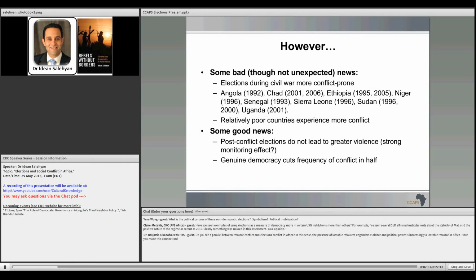And then probably most importantly, elections that occur in genuine democracies, in democracies that meet the standard of democratic institutions as measured by the Polity Index, cut the conflict risk approximately in half. So democracy actually does work.